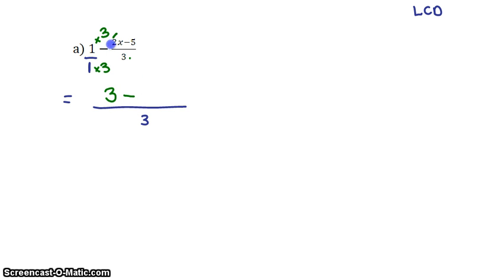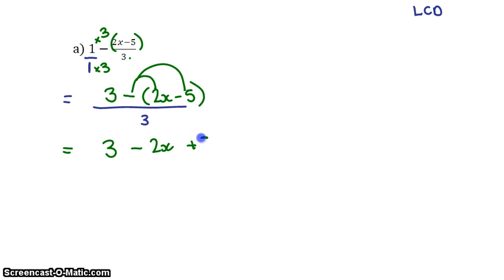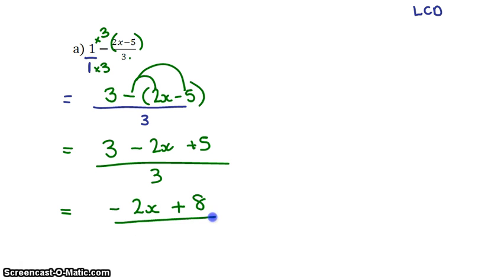Now be careful, you're minusing that whole thing. So you need a bracket, which is where people get caught out in this particular example. And then it's very simple because I distribute the minus: 2x plus 5 over 3, which leaves me with minus 2x, and 3 plus 5 is 8 over 3. Now, it doesn't matter whether you write this as 8 minus 2x or minus 2x plus 8. It is the same thing. So please don't forget, when you're minusing a fraction, you're minusing the whole of the numerator. So don't forget your brackets.